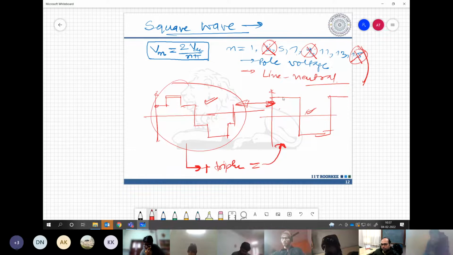So for simplicity, we always do Fourier analysis of pole voltage because it has only two levels, which is easier to analyze. Once we get this, we know we only need to forget about the 3rd, 9th, 15th and so on. And then the same thing is true for the line to neutral voltage.